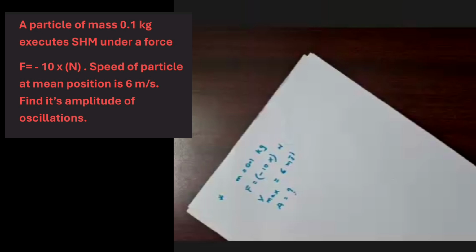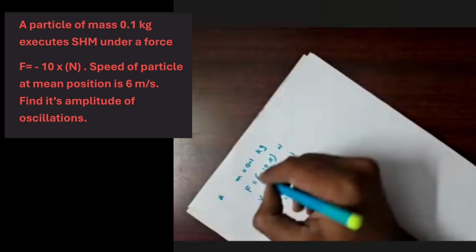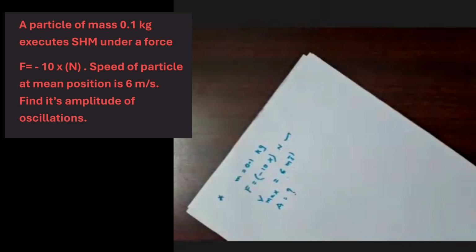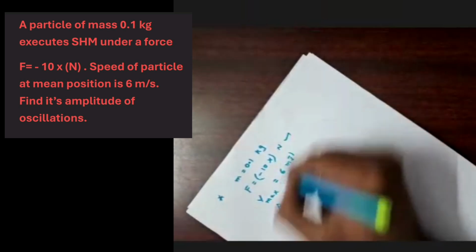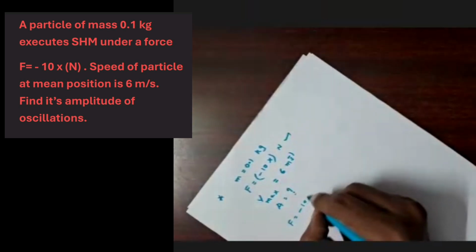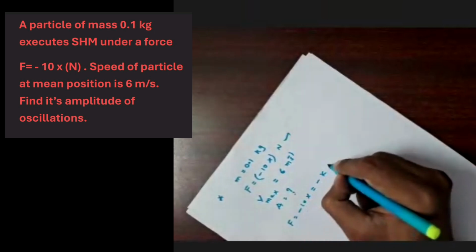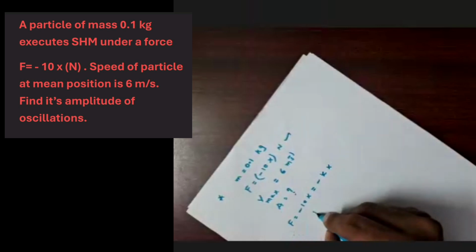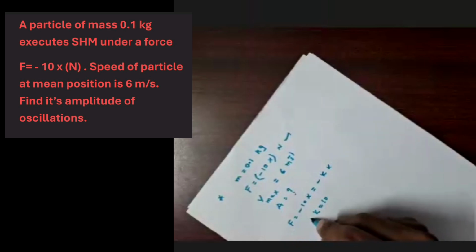Here, one particle is in simple harmonic motion. On that particle, some force can be considered, that is F equals minus 10x. This is in the form of minus kx, F equals minus kx. Here F is the restoring force. So in the place of k, we have 10.